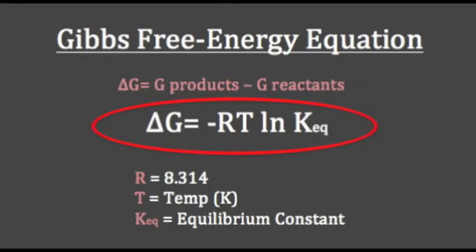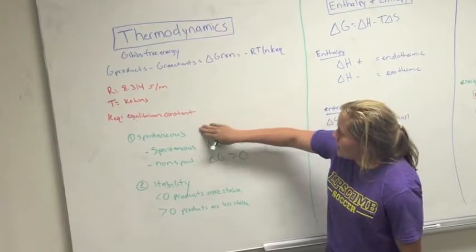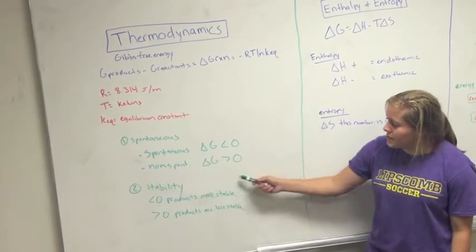R is 8.314, T is the temperature and it's always in kelvins, and the equilibrium constant is typically given to you, and if it's not, you can plug it in and solve for it. This equation is important because it can show whether a reaction is spontaneous or not. A spontaneous reaction is a reaction that has tendencies to favor the products. So a reaction with a delta G less than 0 would be considered spontaneous. A reaction that has a delta G greater than 0 would be considered non-spontaneous, and the reaction does not tend to favor the products. This can also show you stability.